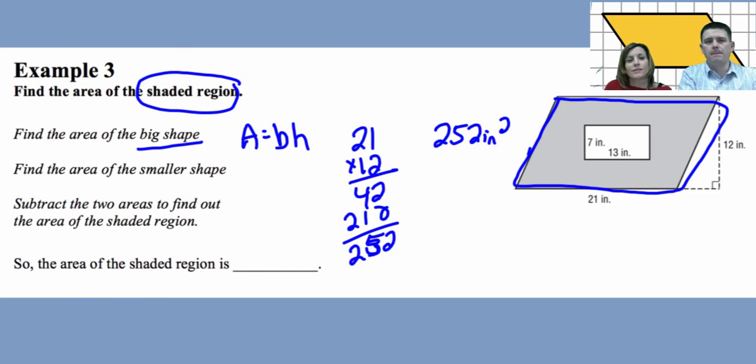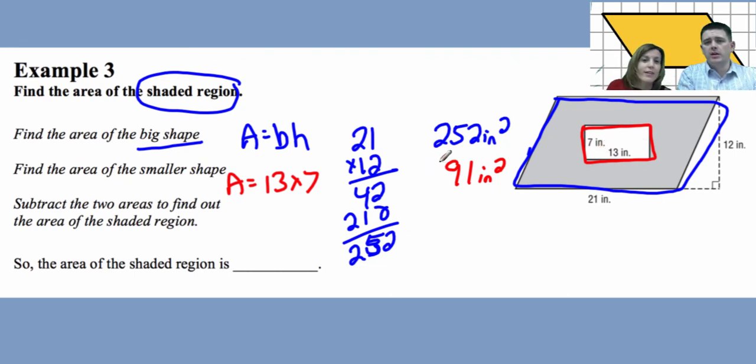New color. I'll go red since you're wearing red today. Thanks. Step 2, the area of the smaller rectangle, base times height for a rectangle. So area is going to be equal to base times height, which is 13 times 7. 13 times 7 on your multiplication chart gives you 91 inches squared. So we found the area of the big shape. We found the area of the hole in the middle of it.